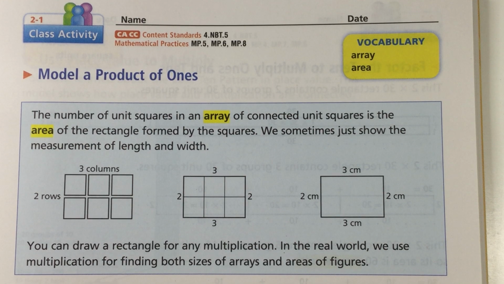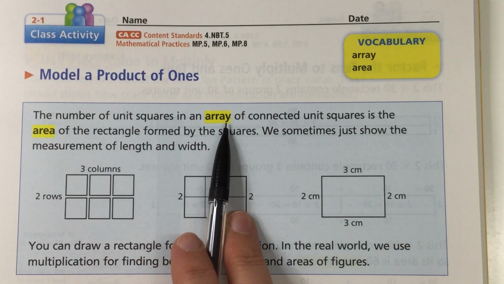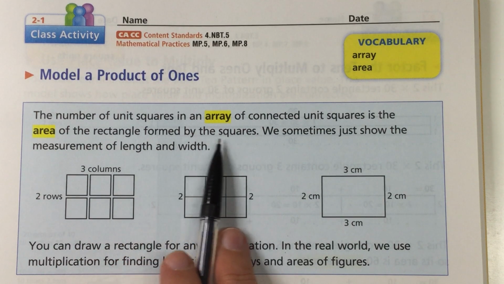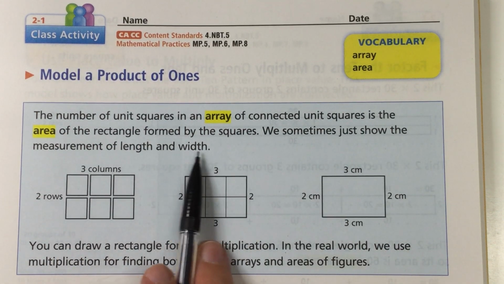Here we are, Lesson 1 on page 45 of your SAB. And today we're looking at how we can model multiplication. We're going to be doing a unit on multiplication. And you will notice right away that we're looking at an array. The number of unit squares in an array of connected unit squares is the area of the rectangle formed by the squares. We sometimes just show the measurement of length and width.